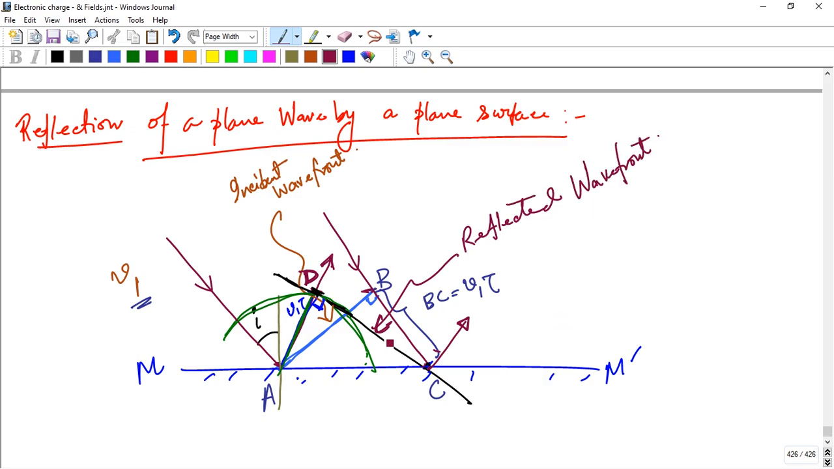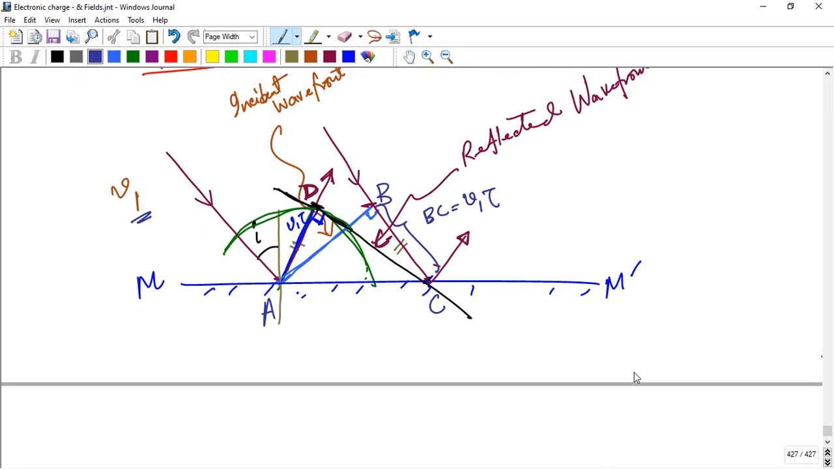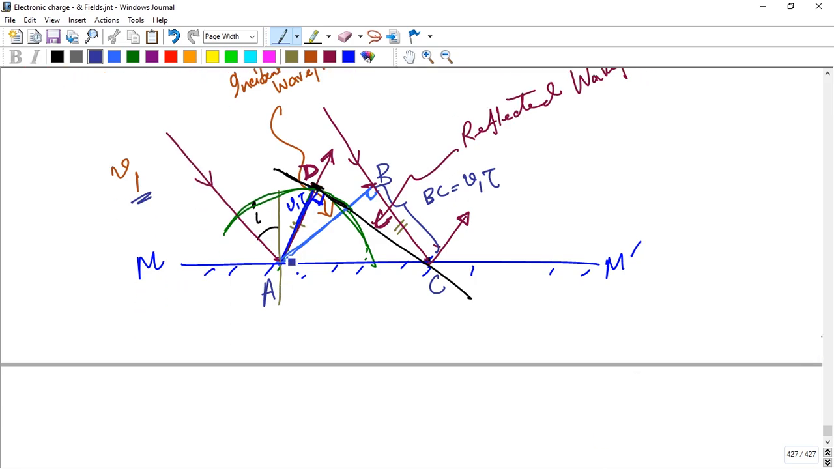Okay, now AD is equal to BC or CB. So here we prove Snell's law from this diagram. Here you see the two triangles: triangle ADC and triangle ABC.